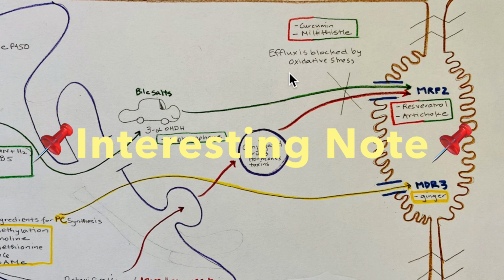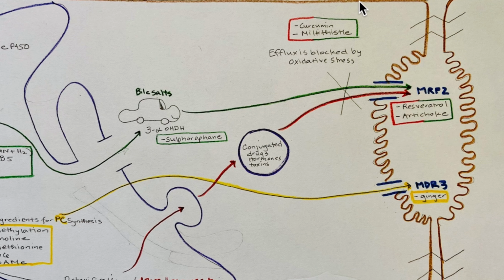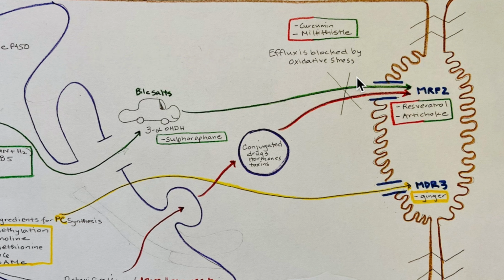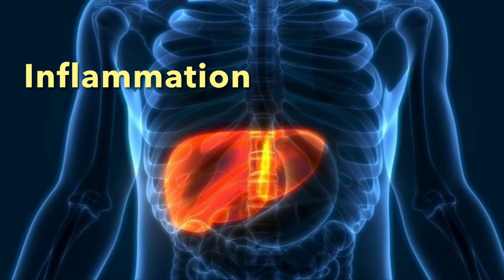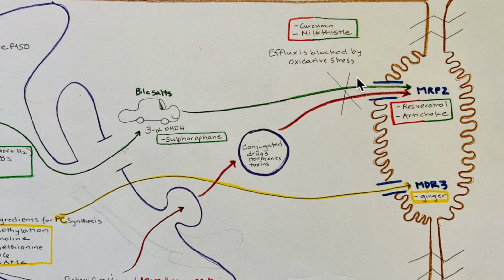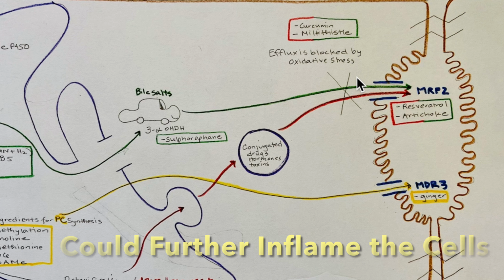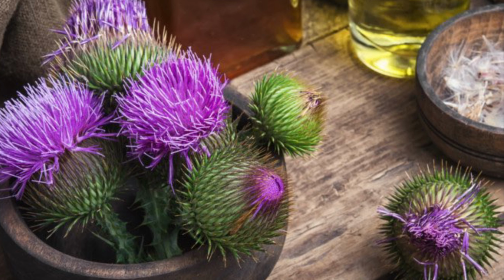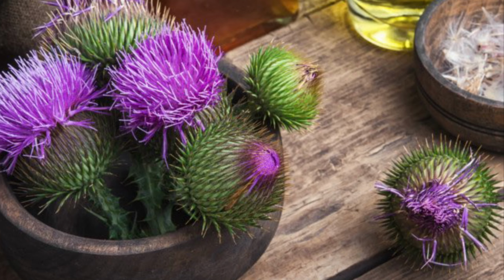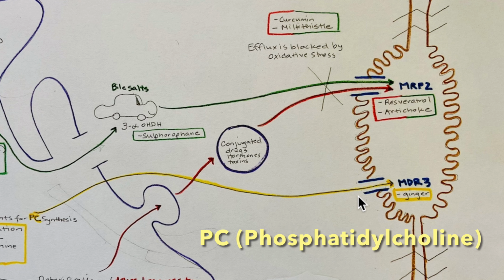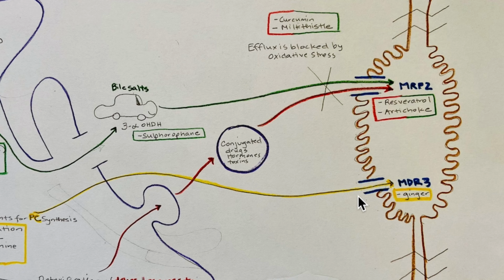It is interesting to note that efflux through the MRP2 channel is blocked by oxidative stress. So this means that inflammation in the liver cell will block its ability to excrete toxins and could further inflame the cell. So we use curcumin and milk thistle to reduce oxidative stress inside the liver cell. The MDR3 channel allows for the efflux of PC out of the cell, and this channel may be upregulated by ginger.